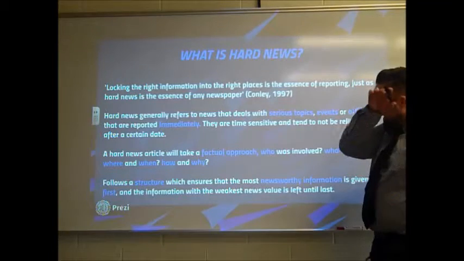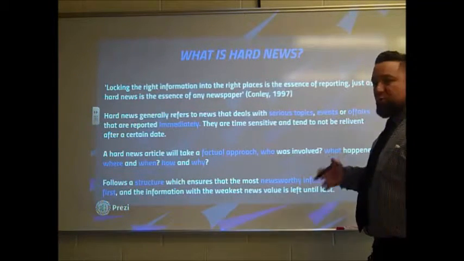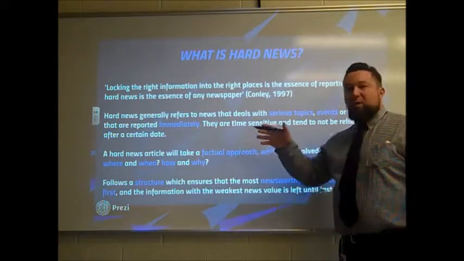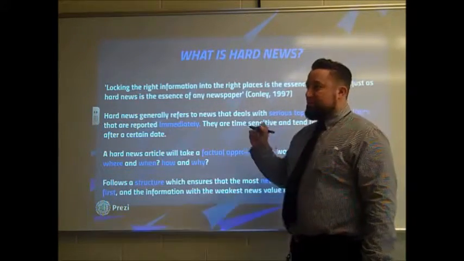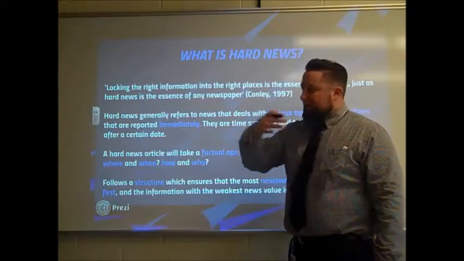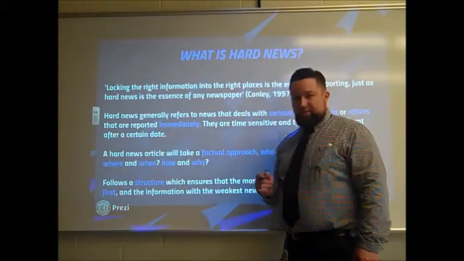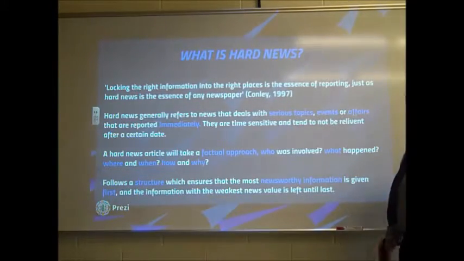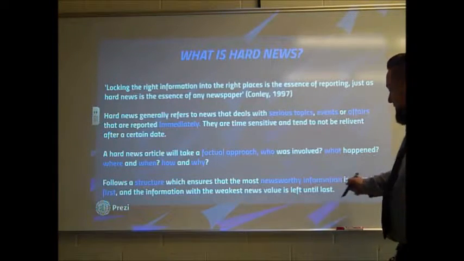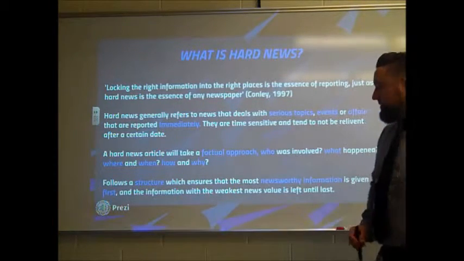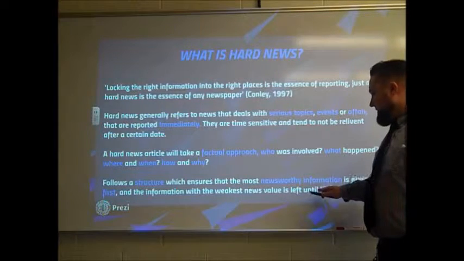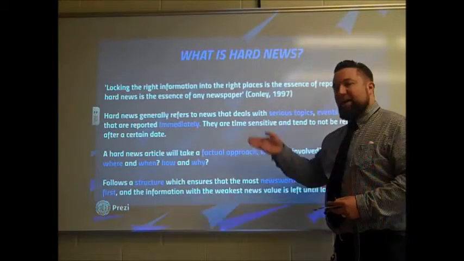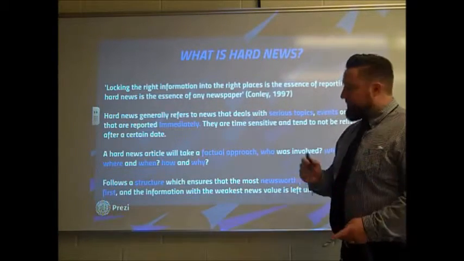Hard news articles will take a factual approach. Who was involved, what happened, where and when, how and why. Again, we talk about you being this sort of vessel for the information, the facts. You're bringing the facts to the reader. It follows a structure which ensures that the most newsworthy information is given first, and the information with the weakest news value is left until last, right? That's what we talked about before, but we'll talk about again this inverted pyramid style of writing.